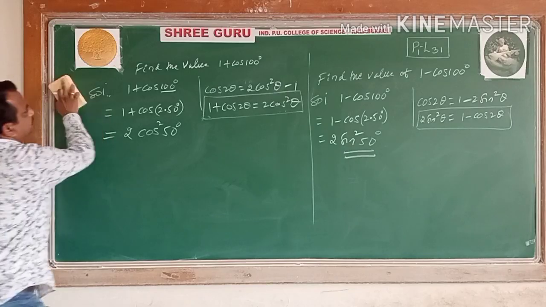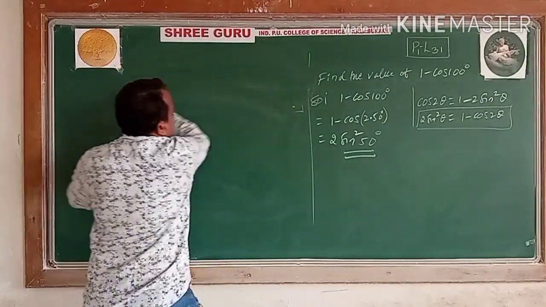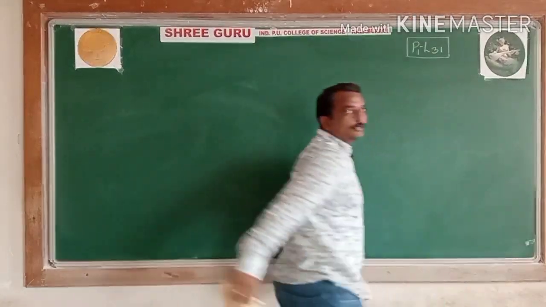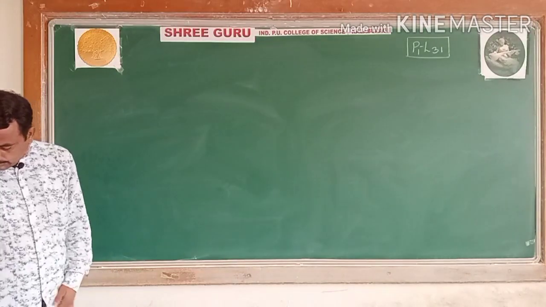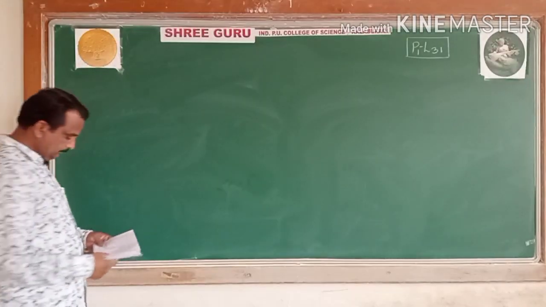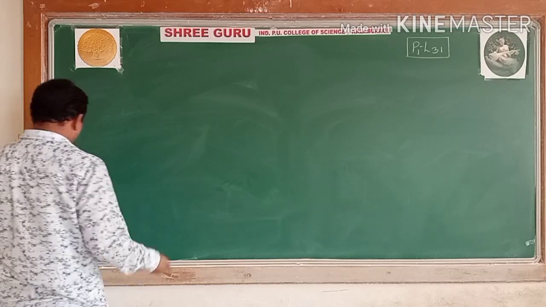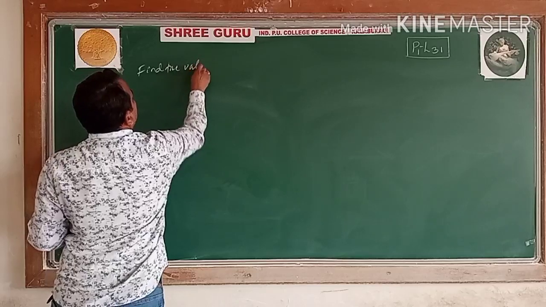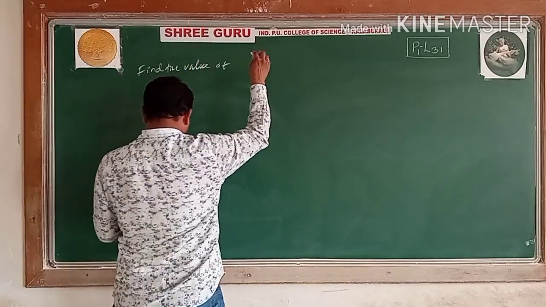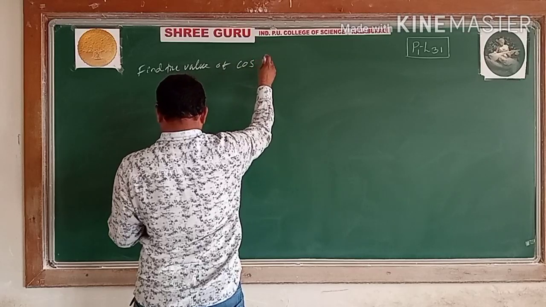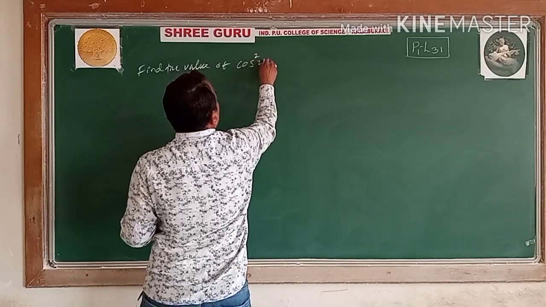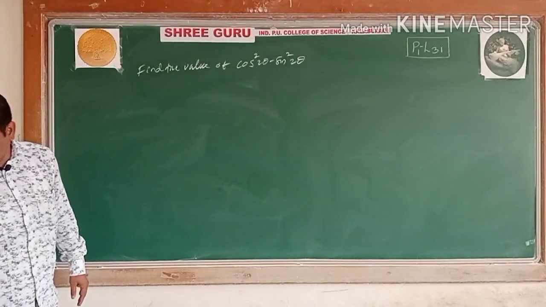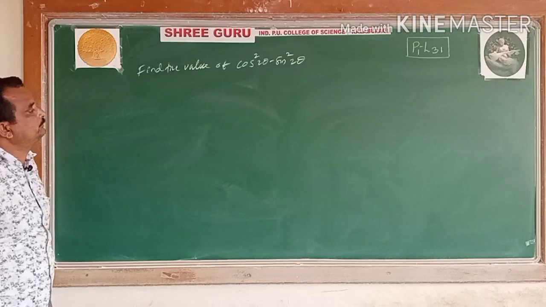The next. Let us come to one more example. See this one. Find the value of cos square 2 theta minus sin square of 2 theta.